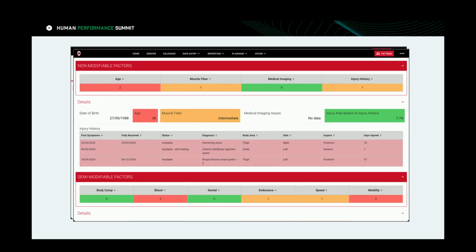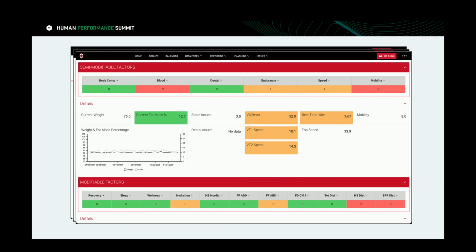Muscle fiber, medical imaging, and then in a minute I will come to the injury history, which is pretty specific in our system. We have some details about their past injuries, so everything is there in one view.